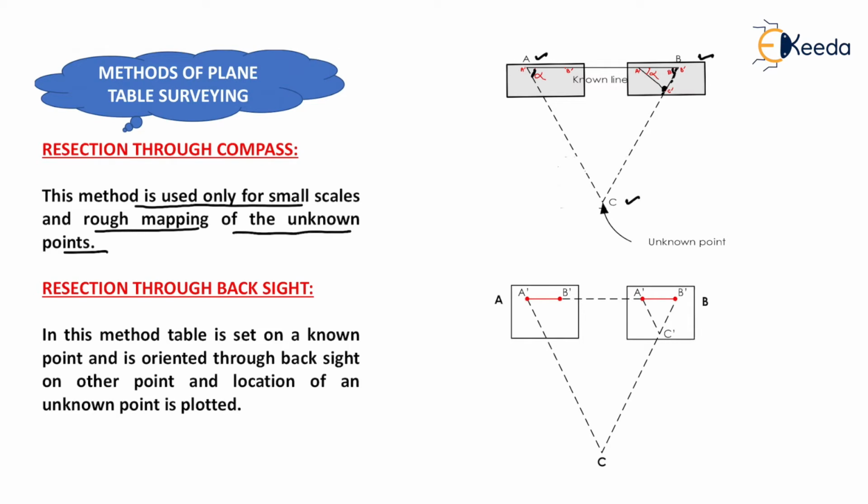Now the next is resection through backsight. In this method, the table is set on a known point and is oriented through backsight on another point, and the location of an unknown point is plotted. This method is the same as the compass method, but here we don't measure the angle. We take the backsight from station A to station C, and we take the backsight from station B to station C. The intersection point of both the resectors is nothing but station C. So in this way we can determine station C by just observing the unknown station from the known stations, that is A and B.